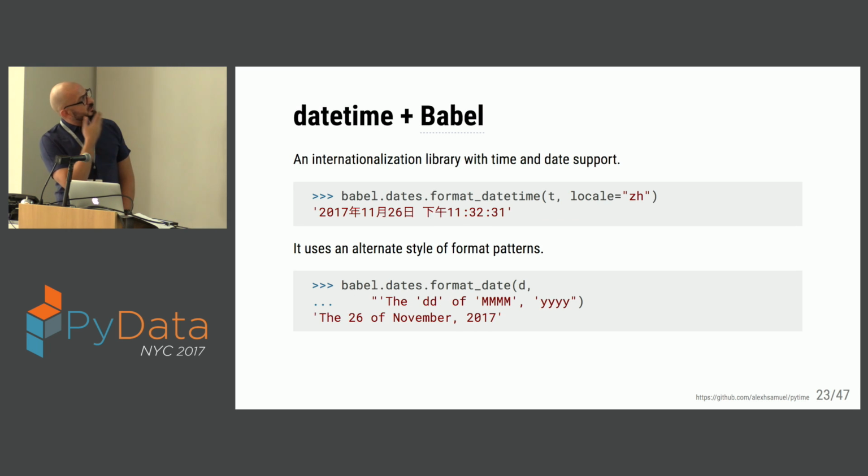Babel is an internationalization library that has date and time support. So if you need your datetimes in Chinese, this is one way to do it. It has a fairly wide range of languages. It also supports, if you don't like the %Y, %m, %d stuff, a more LDML-style datetime formatting where you put MMMM and YYYY and things like that. So if you prefer that, you can consider using Babel. But the main advantage is that it knows lots of languages.